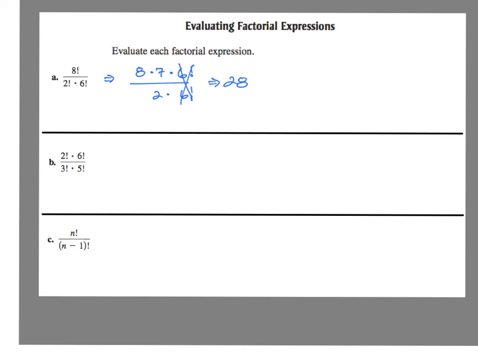Is that why when you went from the very first thing to factorial, you just lost the exclamation point or whatever because it's going to be 2? Yep. All right, let's look at part B.